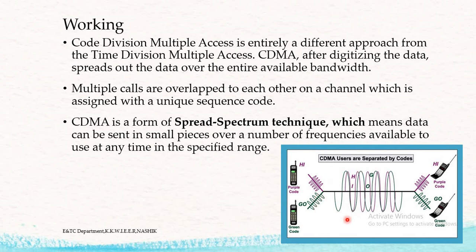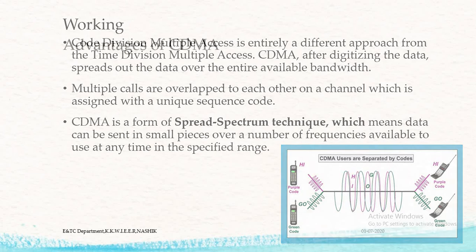So CDMA users are separated by code. On the same channel, see here, this is the first phone, this one is the second, and each one has a separate code. If this is the purple code, this one is green. So on the same channel you can transmit the signal from the purple as well as from the green. As they both have different codes, they can easily communicate. So that is the use of CDMA. Here no time slot is assigned and no particular frequency is assigned. You can talk at any particular period of time or at any frequency.